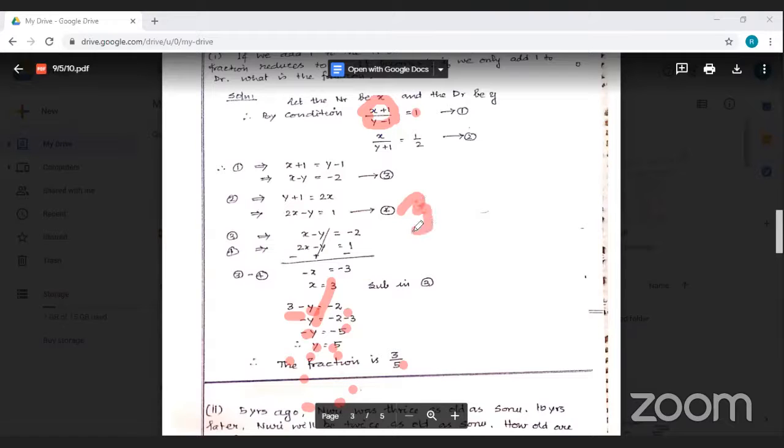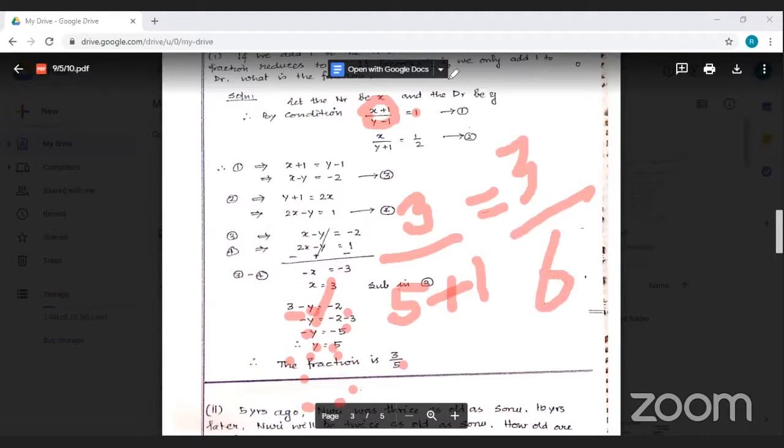The denominator is same. The denominator, add 1: 5 plus 1. What is that? 6. Then 3 by 6, what is the answer? 1 by 2. Is it 1 by 2? Yes, sir. Therefore, you can check the answer with this. Any doubt? Whether you have done correctly or not.